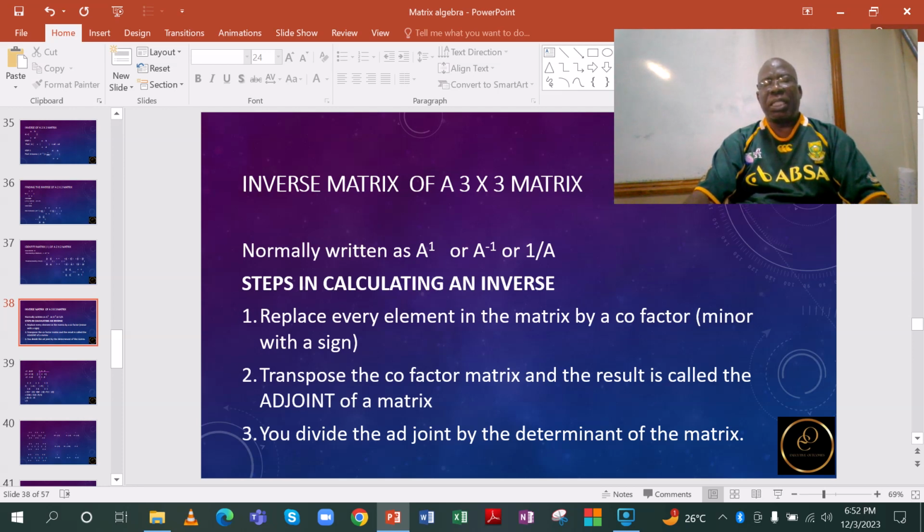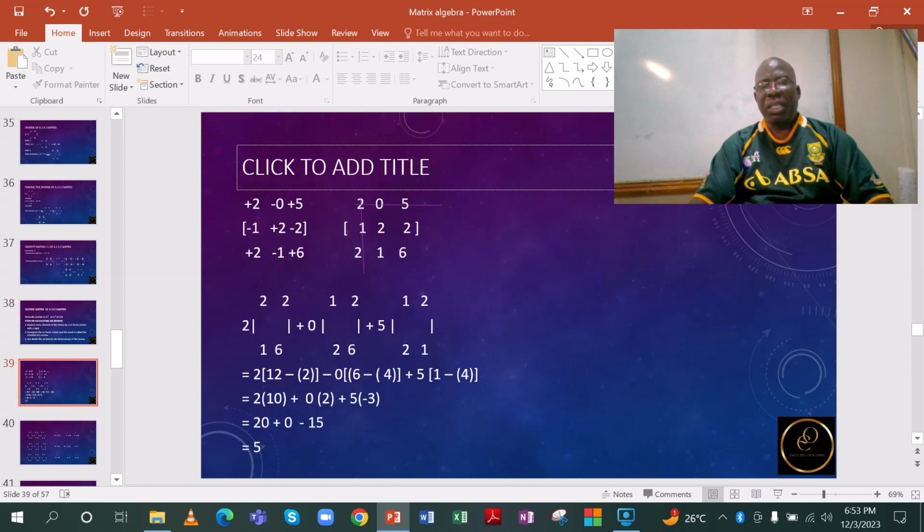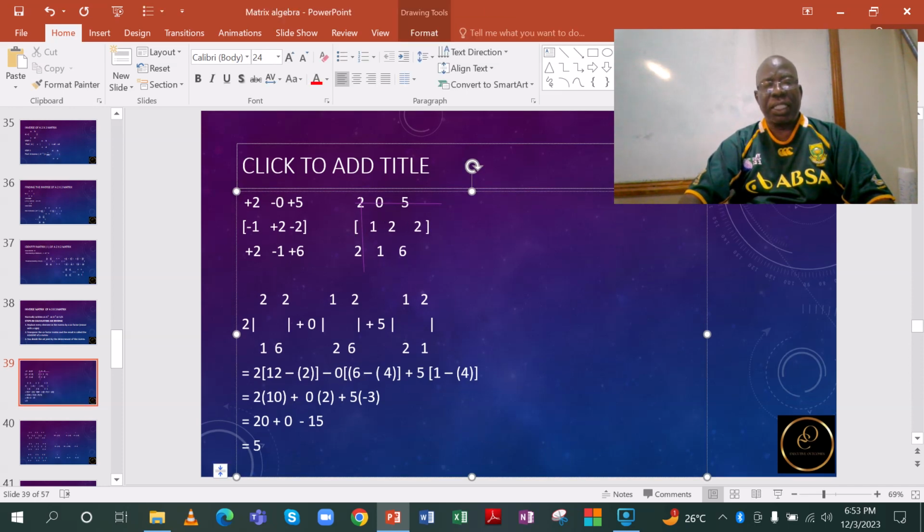So what will happen is that we have to create a matrix of cofactors. That's the first thing. Replace every element in the matrix by cofactors, that is a minor with a sign, and then transpose the cofactor matrix, and the result is called the adjoint matrix. Then you divide the adjoint by the determinant. We have already calculated the determinant. Now look at this particular matrix, which is a 3 by 3 matrix, the one I have created here.